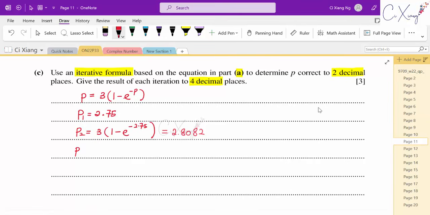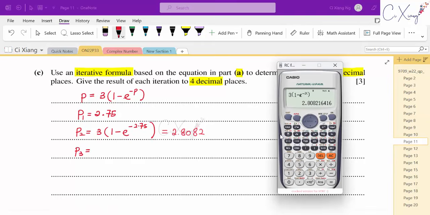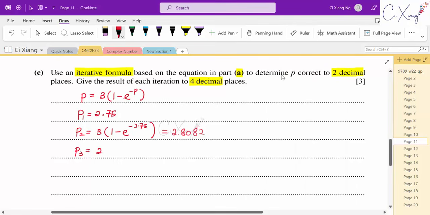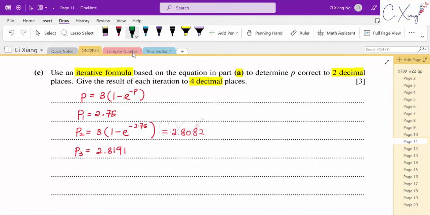Then how about the next value, p3? For the p3 value, you repeat the process again. Press calculate and then key in the value for the second p. The second p is 2.8082, so I key in 2.8082. And the value that I get now is 8191, so I write 2.8191. So when should I stop?